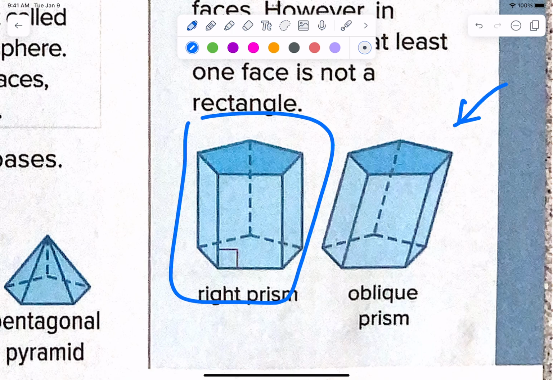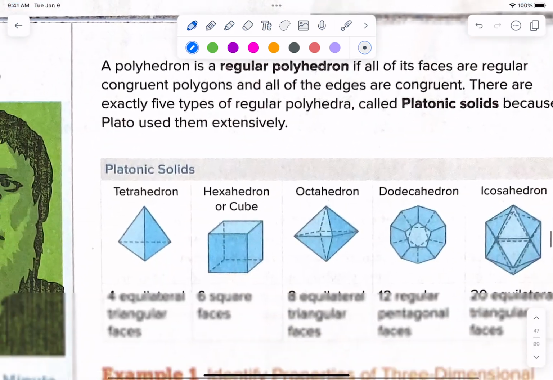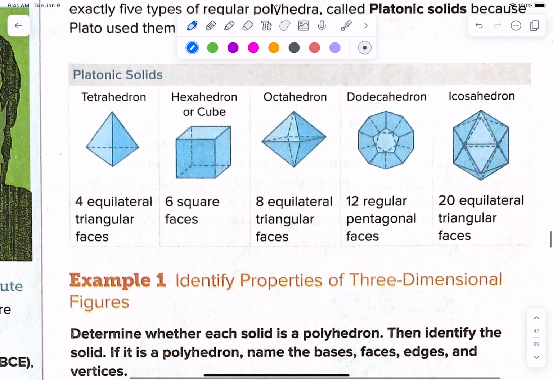They're just kind of leaning to one side, whatever. We will only deal with right prisms today, okay? All right, here we go. These ones are kind of fun.